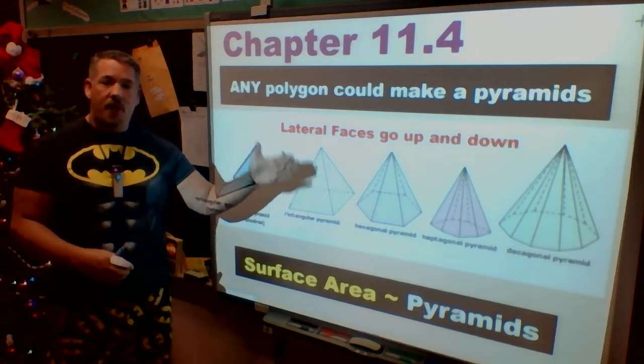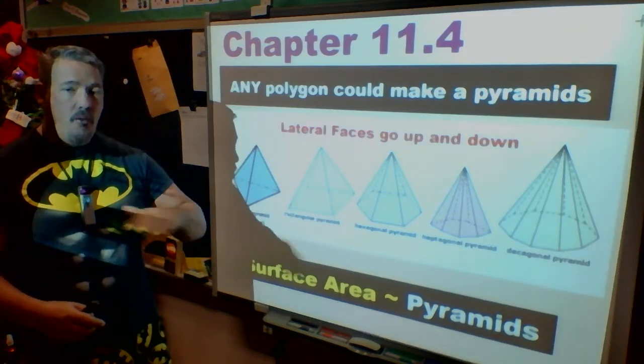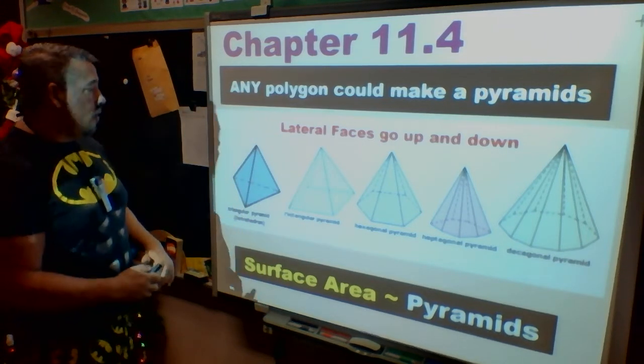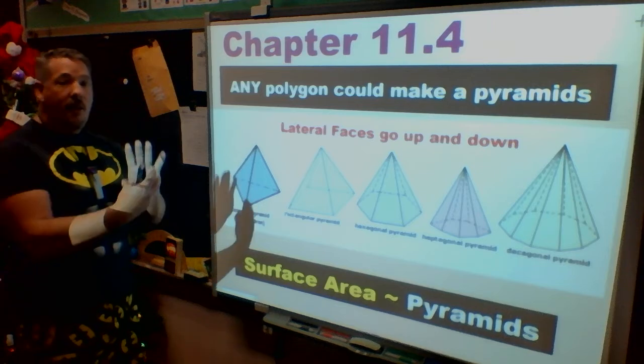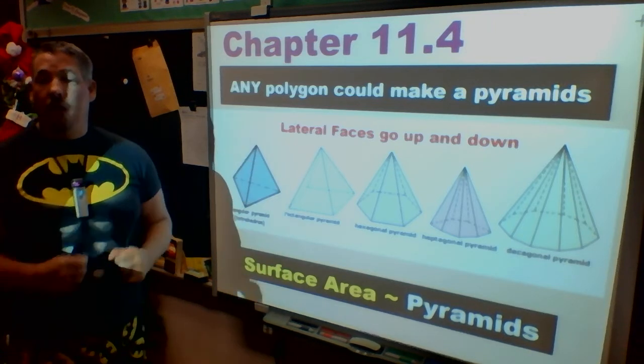Then we find the lateral faces, and once again, lateral faces are the ones that go up and down, never our bases. Okay? So if we remember that, and then we put them all together, we know how to find the surface area of a pyramid.